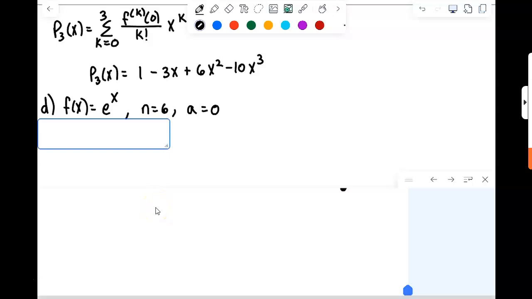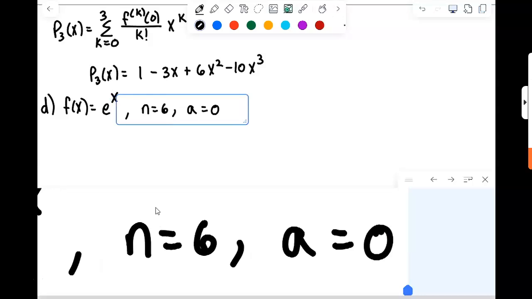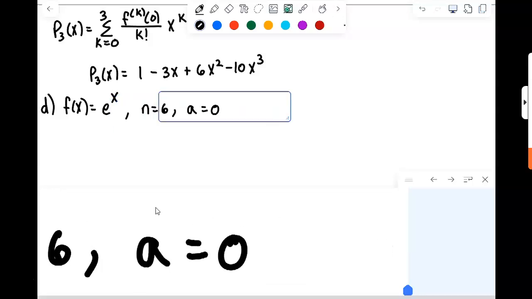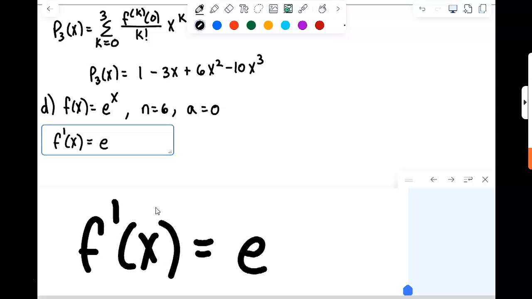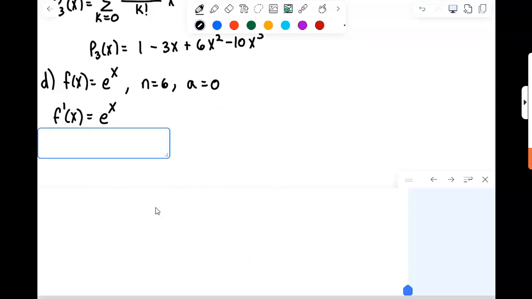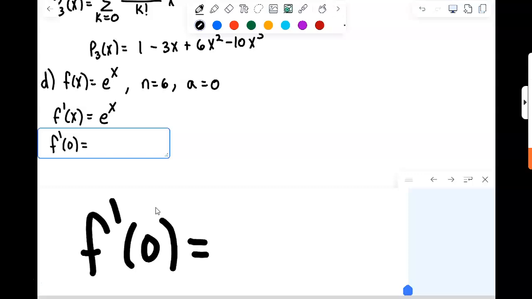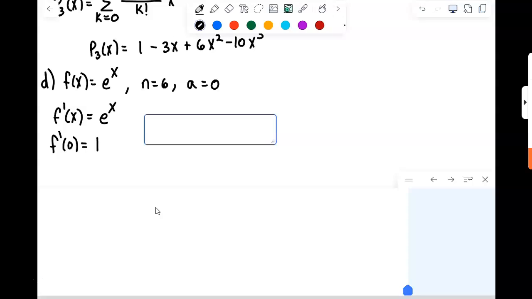All right, welcome back. So this time we want to look at the Taylor polynomial for e to the x of degree 6, once again centered at 0. So for all of the e's, the derivative of e is just itself. And so evaluate that at 0, and that's just going to be e to the 0, which is 1. So our e coefficients for every one of these are going to be the same.